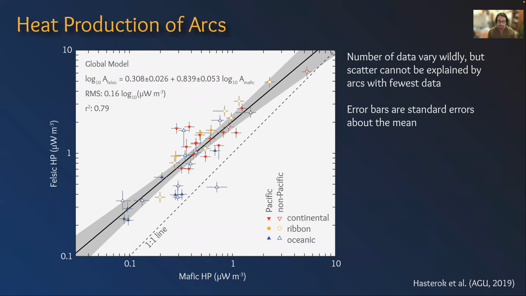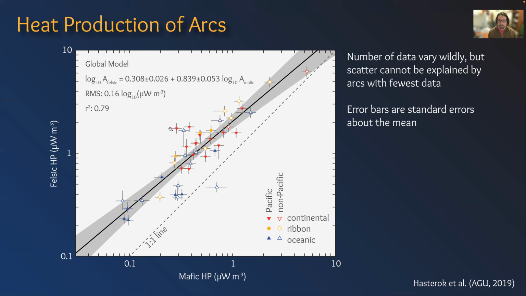We can look at how the felsic heat production and the mafic heat production compare within these arcs. And what we find is that for the mafic and felsic heat production, there actually ends up being a relatively consistent linear trend between them. We have an R squared value now of 0.79. Now there is a fair amount of difference between the number of data that go into each of these arcs. However, I want to point out that that's not the cause of the scatter. Some of these arcs have as few as 10 to 20 heat production estimates in them, and they still sit relatively close to the trend.